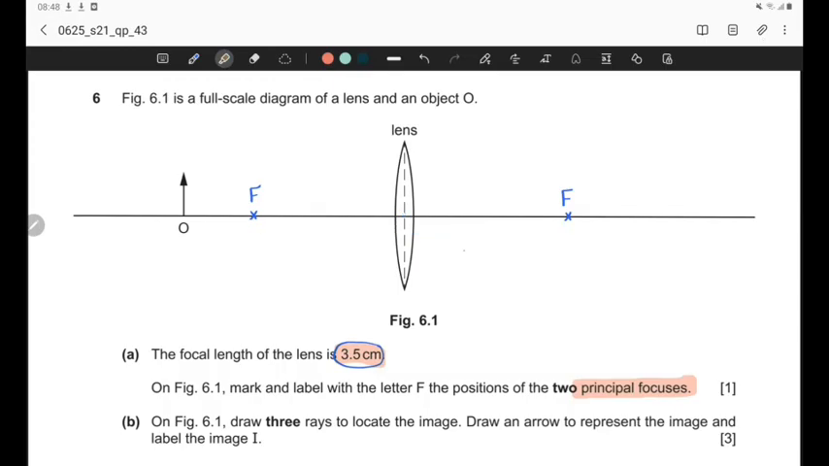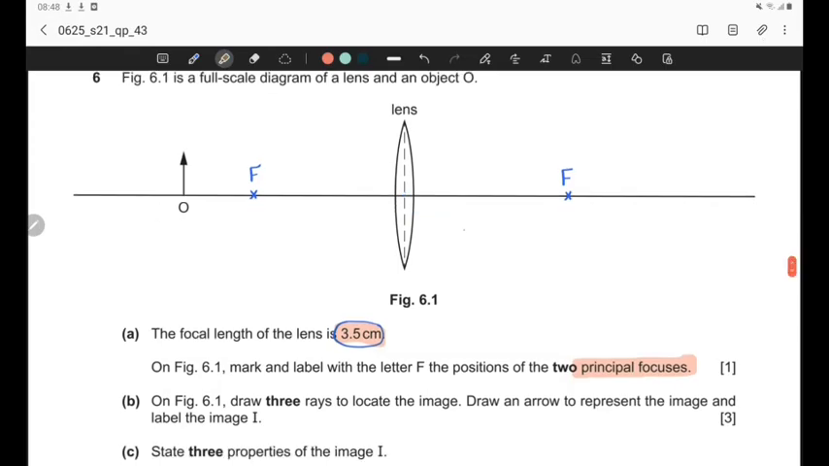Part B, on figure 6.1, draw 3 rays to locate the image. Draw an arrow to represent the image and label the image I. So here we can see the object has been placed after the principal focus, or the distance between the object and the center of the lens is even greater than 3.5. From this we can understand the object has been kept behind the principal focus.